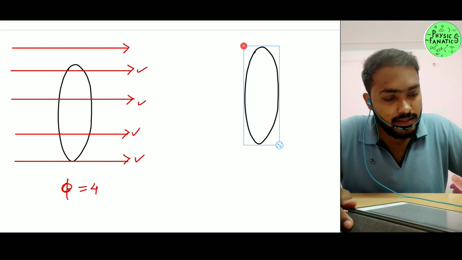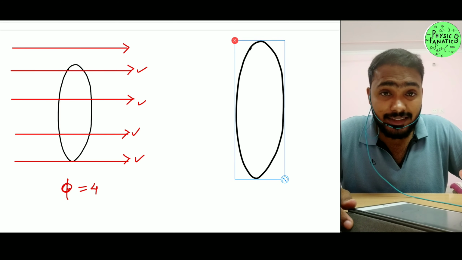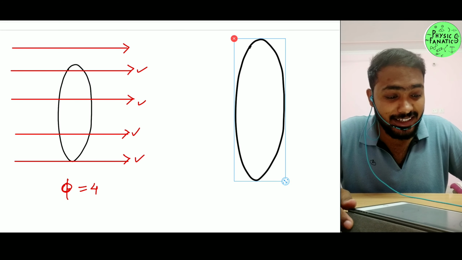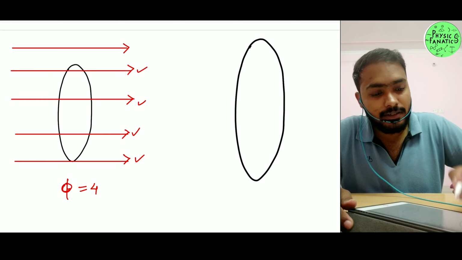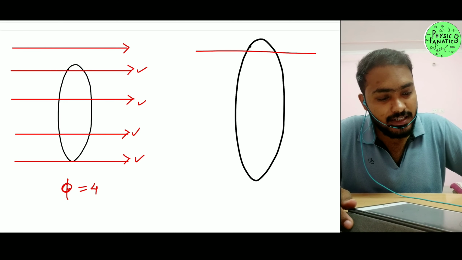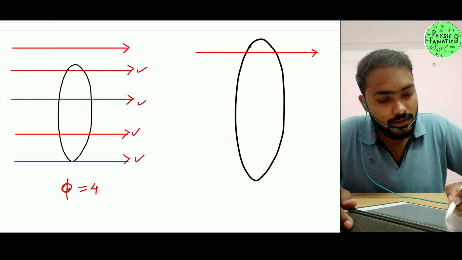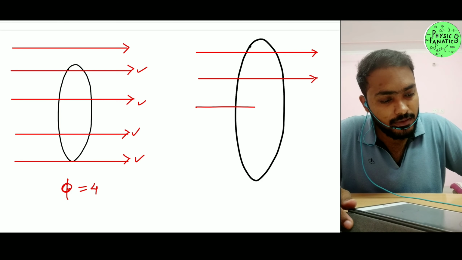Same figure, but this time I will make the area bigger. So you have to understand this. I have made the area bigger, and I will pass the same number of electric field lines: that is 1, that is 2, this is 3. I'm very particular that I make the same number of electric field lines.